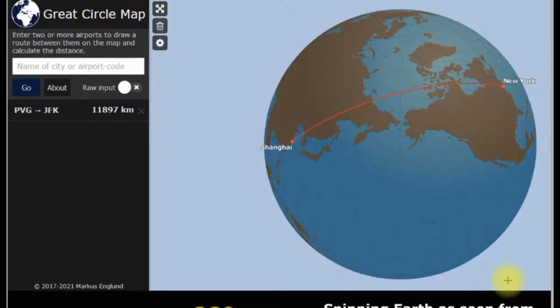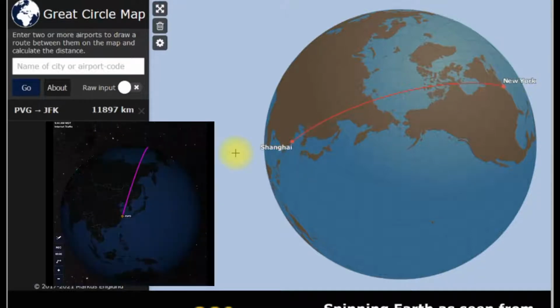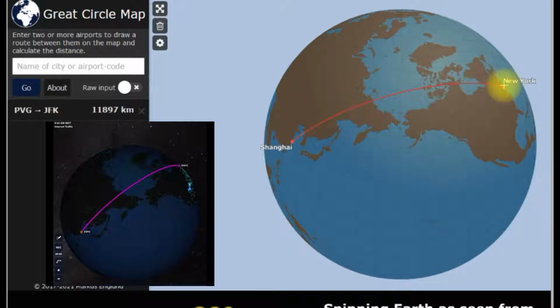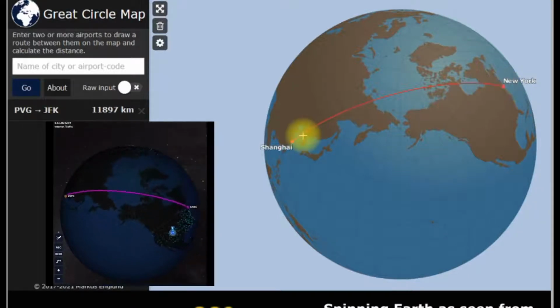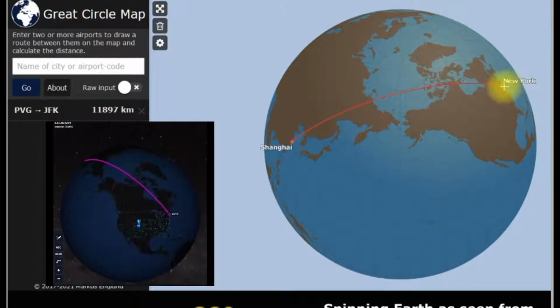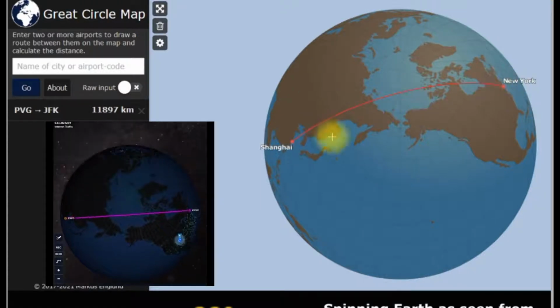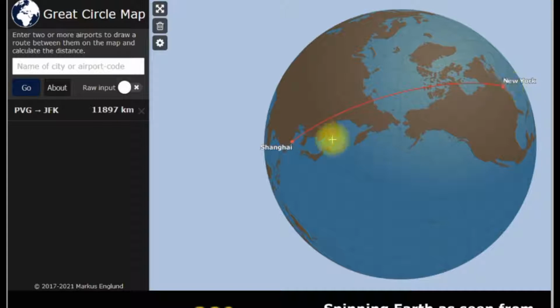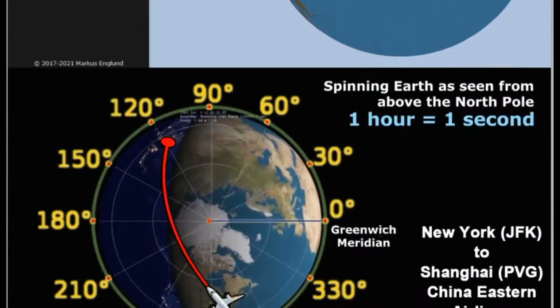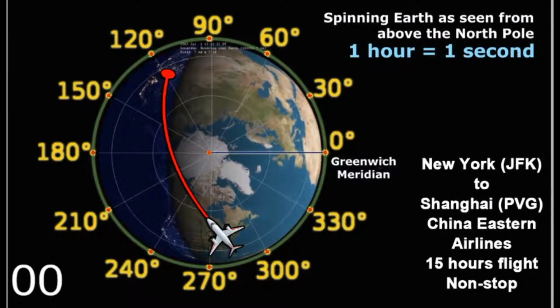Okay guys, let's go ahead and look at our second, third and fourth flights here. We have this flight going from New York to Shanghai, China, and this is exactly like one that a pilot sent to me using his own professional software. It looks exactly the same. So let's look at this flight going from New York to Shanghai. This is the flight route going over the North Pole region, this region right here.